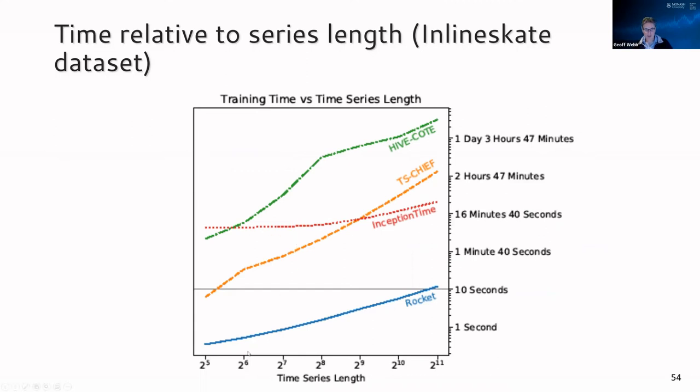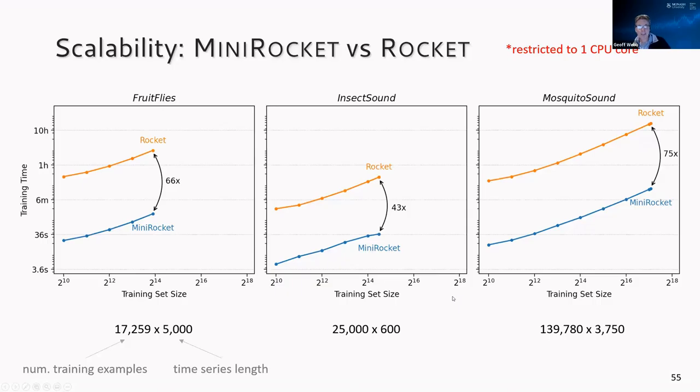Here's showing a similar result with respect to time series length. So significantly more scalable with respect to series length. Here's scalability of MiniRocket versus Rocket. Again, with respect to training set size. And so orders of magnitude more efficient.